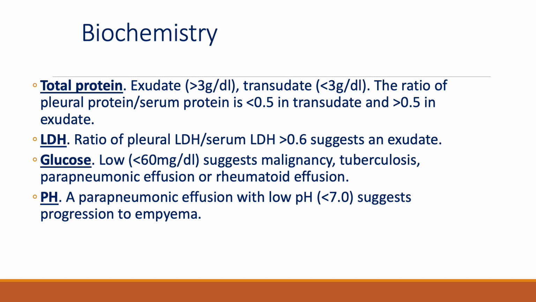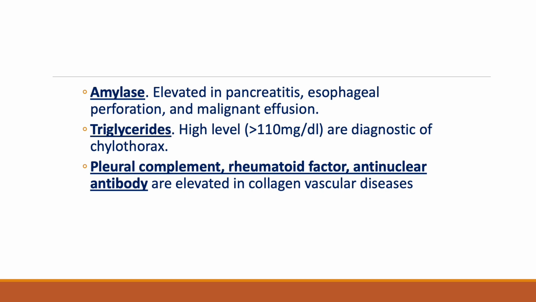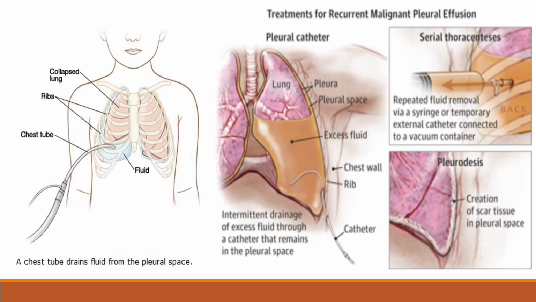If it is a low pH, lower than 7, this will suggest that the patient will usually progress to empyema. Amylase will also be elevated in patients with esophageal perforation and pancreatitis. Triglyceride will help to diagnose the chylothorax. If we are suspecting an autoimmune disorder, then we can do antinuclear antibodies and the other panel for autoimmune disorders.